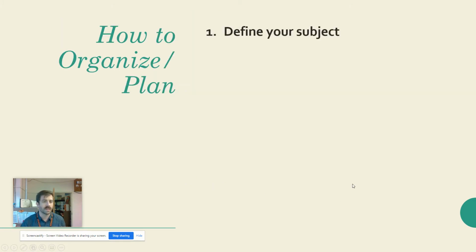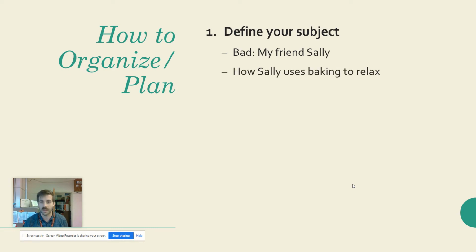So how we're going to organize feature stories is, number one, we need to define our subject. I can't just pick someone and say, hey, I'm going to do an article about Sally. That is way too difficult to write about. You can't tell me everything about Sally's life and make it interesting. So you're going to need to get a lot more specific. Maybe Sally likes baking, and through conversation, you find out that Sally uses baking to relax after school because she gets really stressed out by homework, and turns out chocolate chip cookies are not very stressful at all. That would be a great way to define your subject.